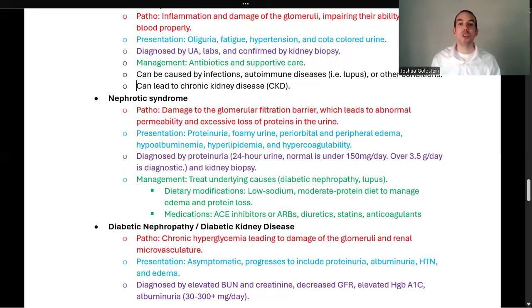How does this present? Usually asymptomatic. We usually catch this because we're monitoring for it in a patient that has diabetes, more so uncontrolled diabetes. This will progress to proteinuria, albuminuria, hypertension, and edema. We're going to keep an eye on all of those in any patient that has diabetes.